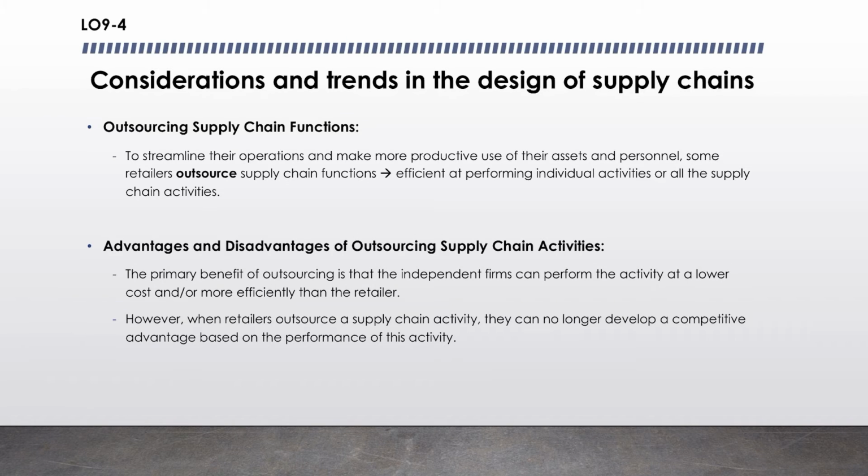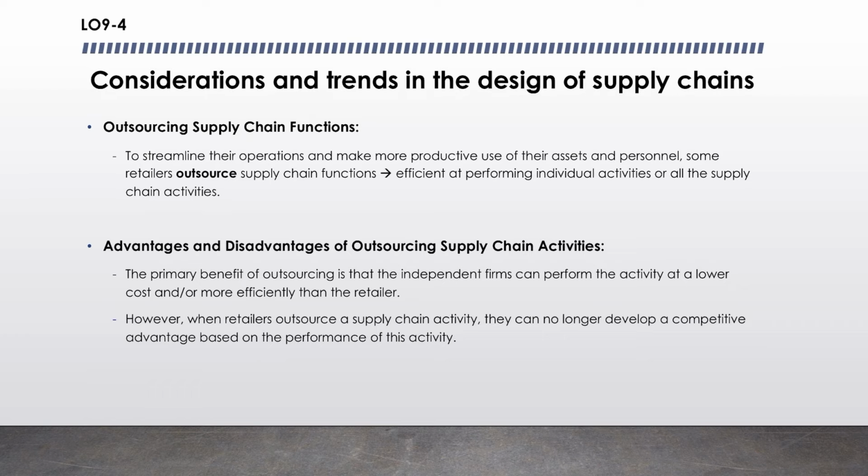In this part, I'm going to review some of the various issues and considerations that currently affect supply chain decisions, including outsourcing options and defining the type of supply chain to use. To streamline their operations and make more productive use of their assets and personnel, some retailers outsource supply chain functions because the outsourcing firm is efficient at performing individual activities or all the supply chain activities. The primary benefit of outsourcing is that the independent firms can perform the activity at a lower cost and/or more efficiently than the retailer.